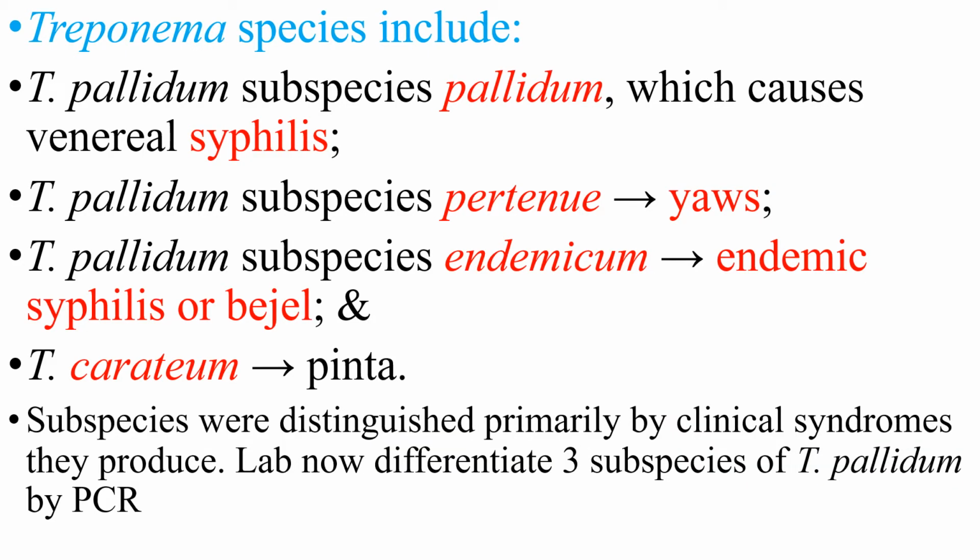Treponema species include Treponema pallidum, which causes venereal syphilis, Treponema pallidum subspecies pertenue, which leads to yaws, Treponema pallidum subspecies endemicum, which leads to endemic syphilis or bejel, and Treponema carateum, which leads to pinta. Subspecies were distinguished primarily by the clinical syndromes they produce, but now the lab differentiates the three subspecies of Treponema pallidum by PCR.